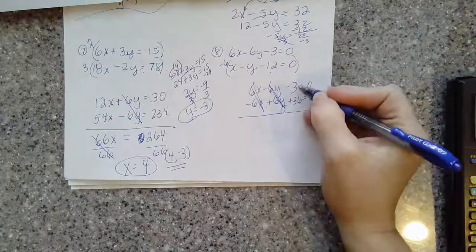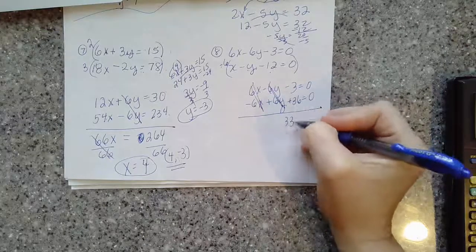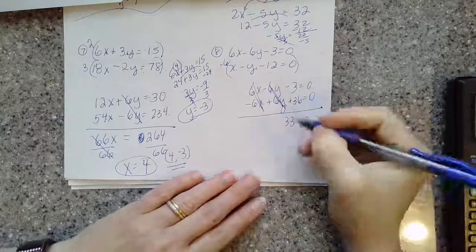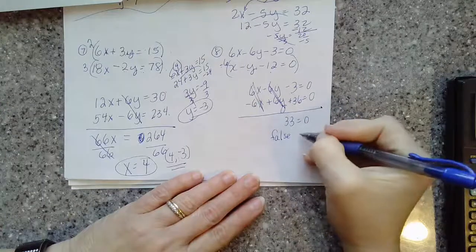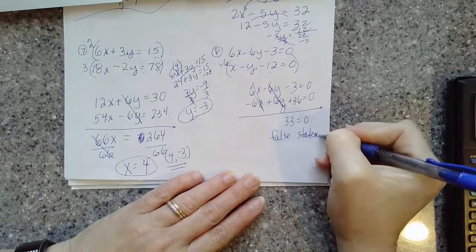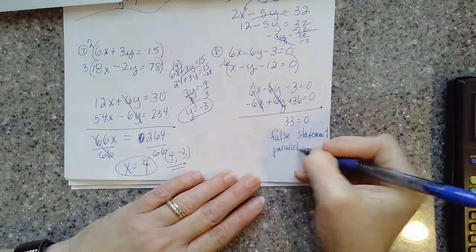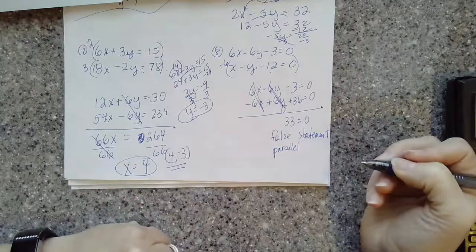So I get this nonsensical statement, 33 equals 0. So it's not solvable for a variable. You see how it's just a false statement. And that means the lines were parallel. When you just get this false statement, that means you had parallel lines, and that's why there's no solution for it. There's no crossing point. And we call that an inconsistent system.